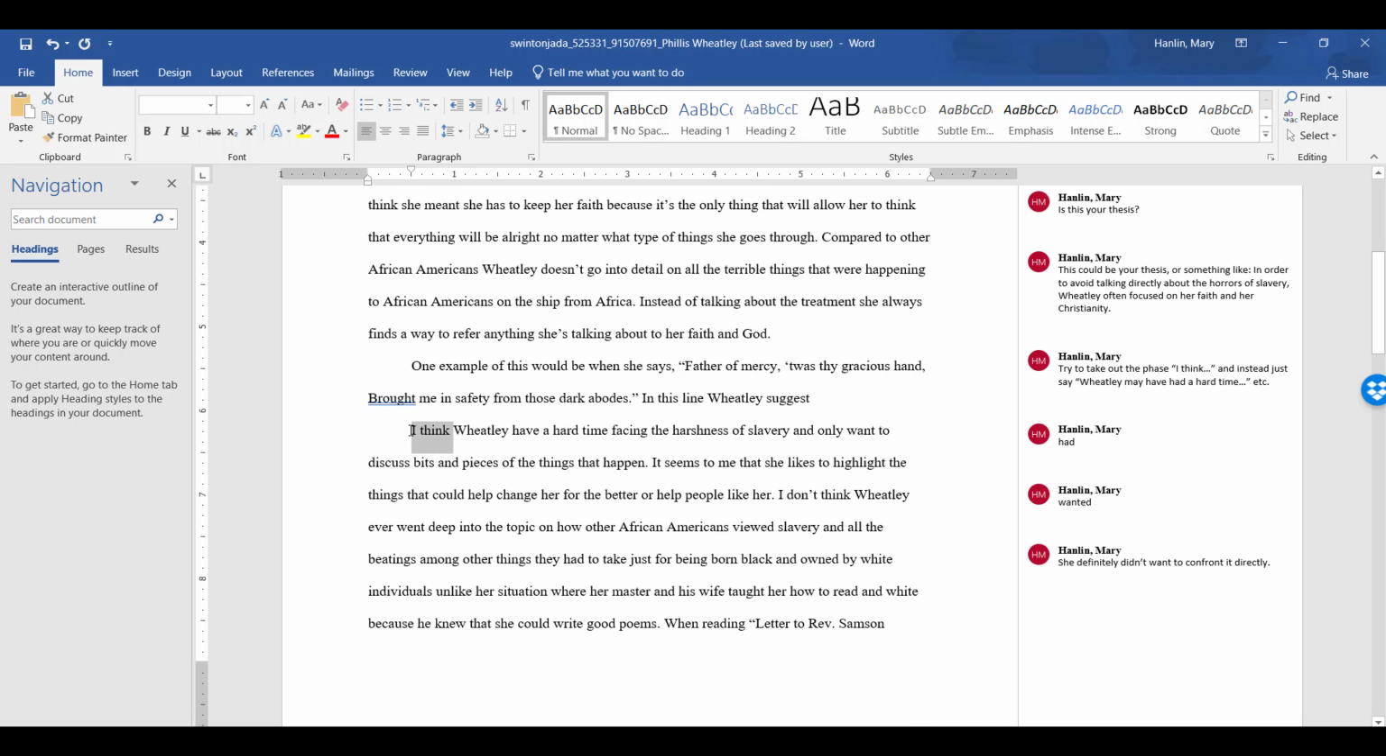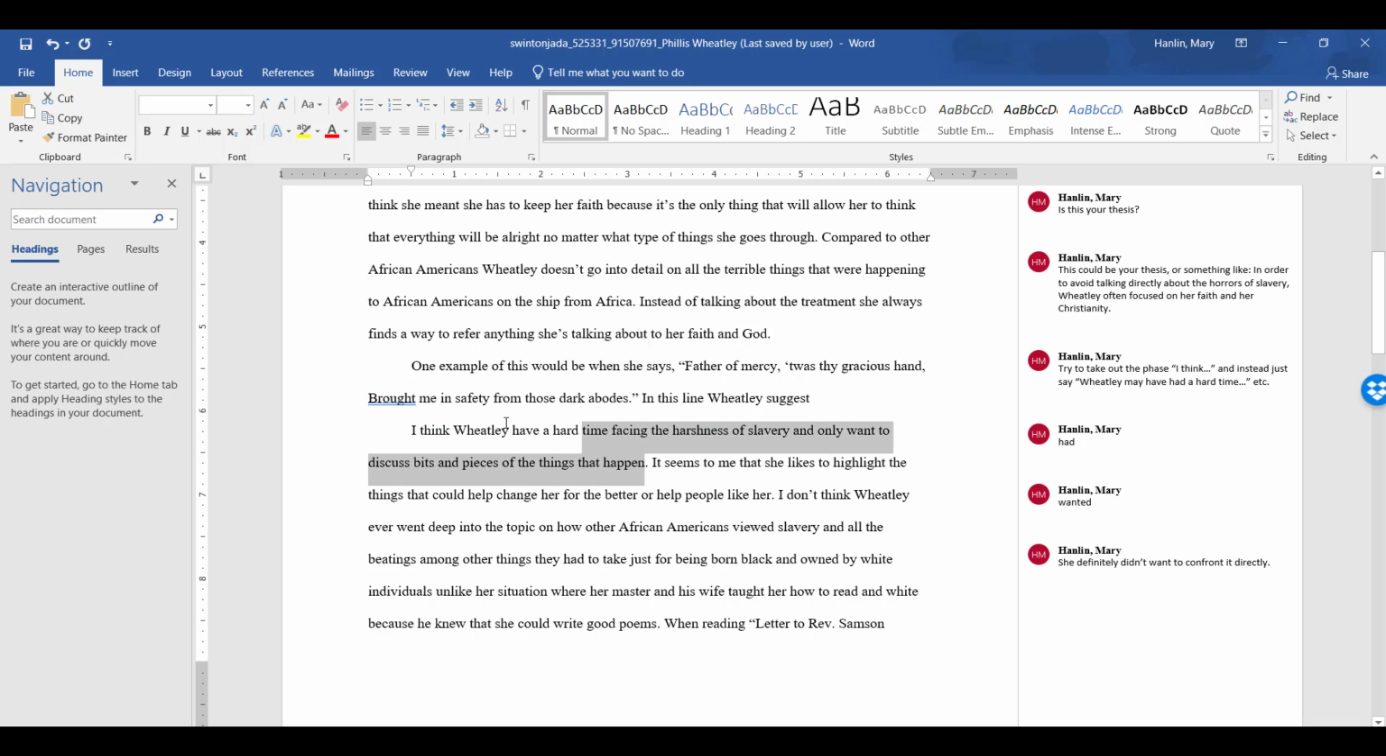Now, you go on and you start out with the phrase "I think," and I want to encourage you to avoid phrases like "I think," "I feel," "I believe," because what you're doing here as a writer is using the evidence to support your thesis, and the evidence comes from the text, right? And so it's not really what you think, it's what the evidence shows. So Wheatley is having a hard time facing the harshness of slavery and only want to discuss bits and pieces of the things that happen.